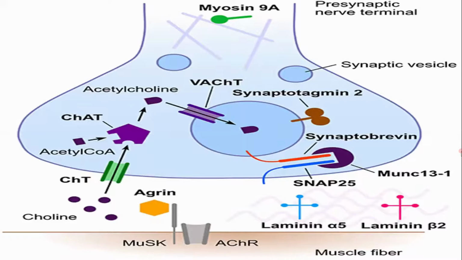Now, how is this acetylcholine synthesized? We will learn about that also. In this picture, you can see the SNAP proteins, MUNC proteins, synaptobrevin, synaptotagmin, and the synaptic vesicle, and acetyl coenzyme A and choline, how they are forming acetylcholine, and finally it is introduced into the synaptic vesicle.